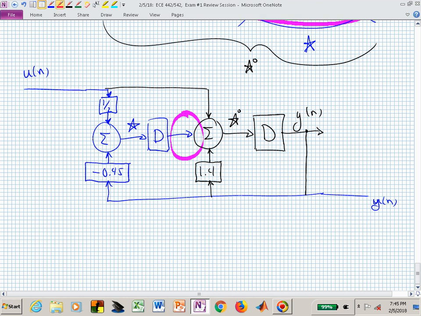How do we find a state space representation? What's the strategy?